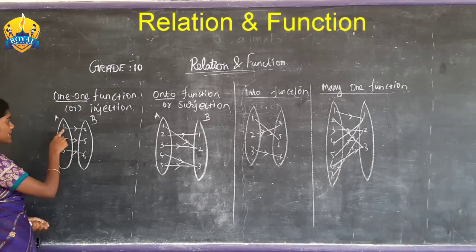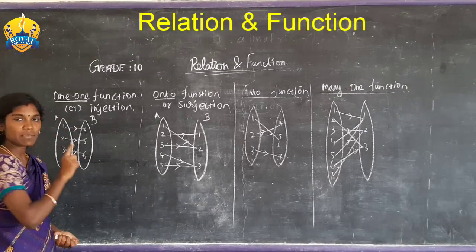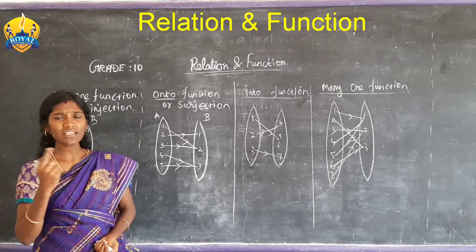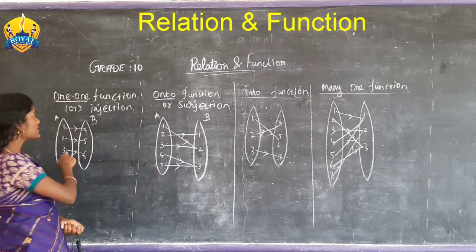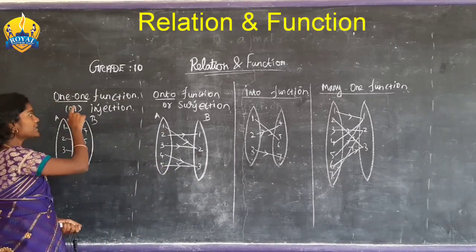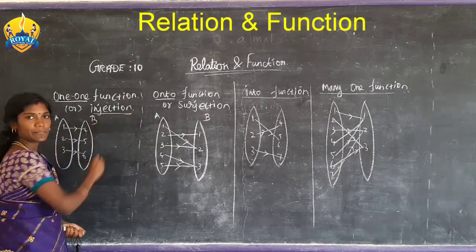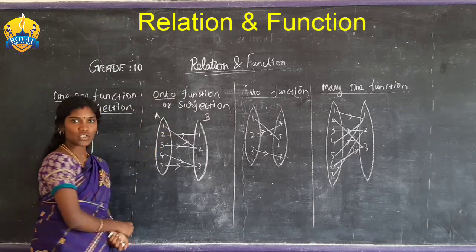Again, each element in A has only one image in B. Meanwhile, each element in B has only one pre-image in A. This is called one-one function. Another name of one-one function is called injection. Okay, this is the first type. The second type is onto function.